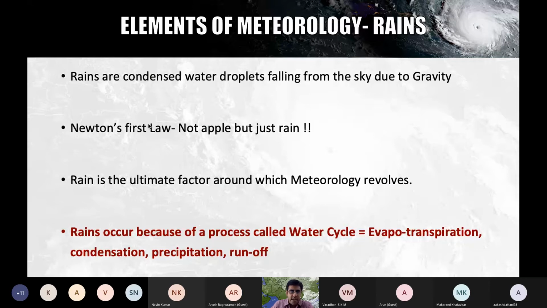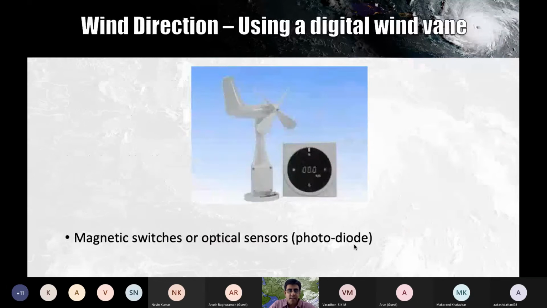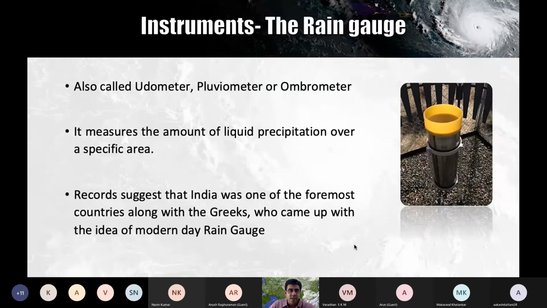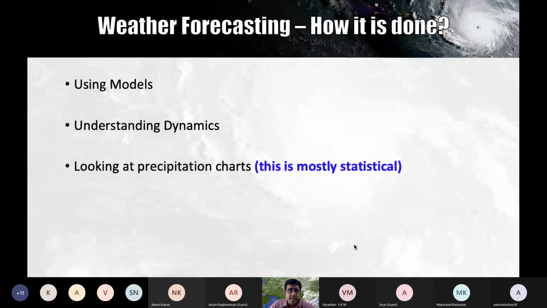Rain, of course, ultimately all we talk about is rain. So rain occurs because of the water cycle, where there is evapotranspiration, condensation, precipitation, and runoff. So I'll not talk about that too much. So we will come back to the instruments later. I just had this because I thought we could talk about instruments, but maybe we don't. We can talk about it later.